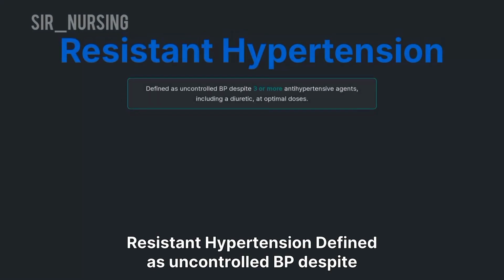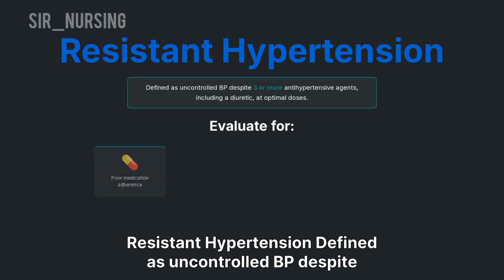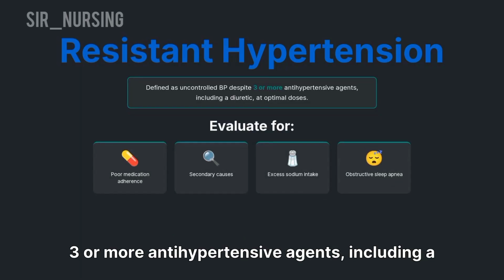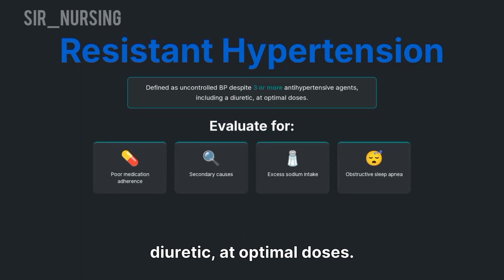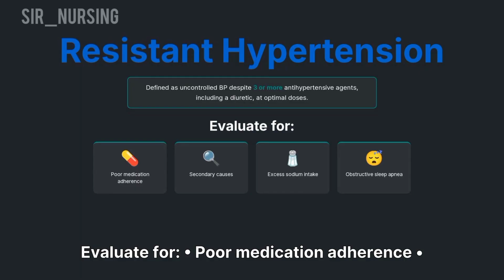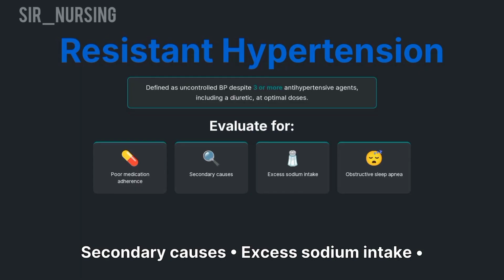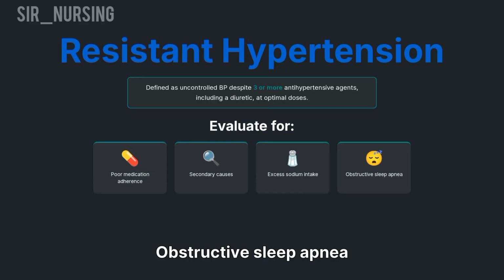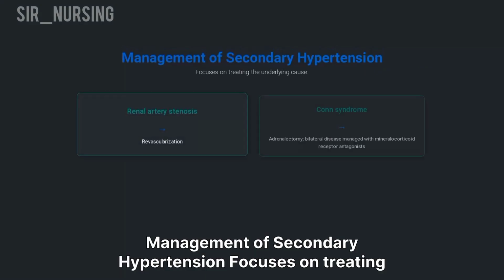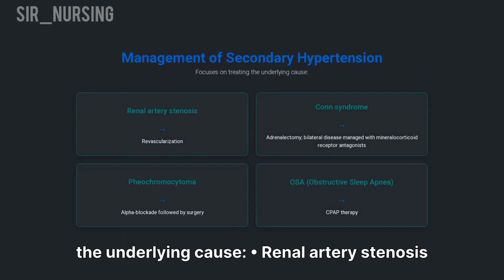Resistant hypertension, defined as uncontrolled BP despite 3 or more antihypertensive agents, including a diuretic, at optimal doses. Evaluate for poor medication adherence, secondary causes, excess sodium intake, obstructive sleep apnea. Management of secondary hypertension focuses on treating the underlying cause.